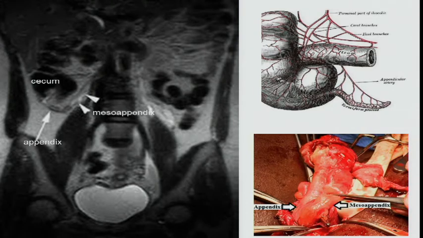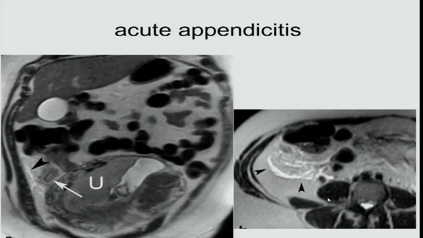So very early on, you'll see fluid appear in that mesoappendix, which is what gives it that linear appearance. Here I put a picture of it. You can see the appendix here, and then this fatty area that supports those blood vessels that are coming in. Okay, here's acute appendicitis: a blind-ending tubular structure, fluid inside, fluid around it, more fluid around it. So we feel really confident calling that acute appendicitis.